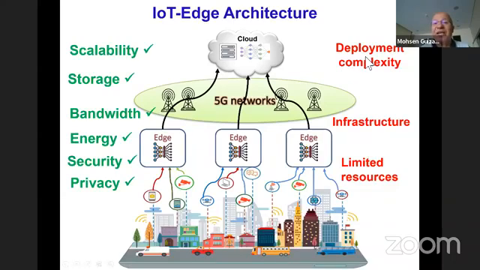Where the new challenges are, as listed here on the right side. The new challenges are deployment complexity. So that means, where would we place these edge devices? At what level can we introduce them? Are we going to be able to convince the companies that provide us with these services to install new devices that will be more expensive for them? The infrastructure is also a new challenge.